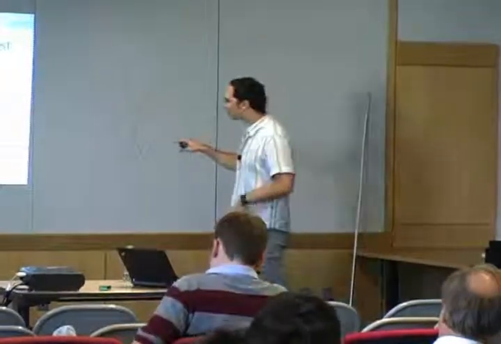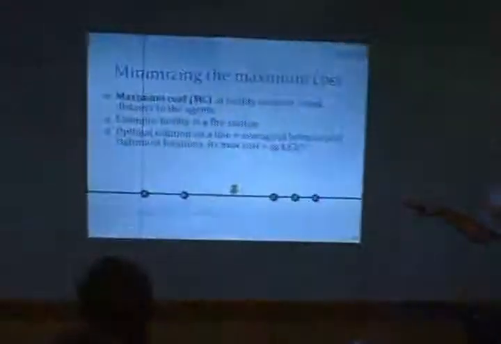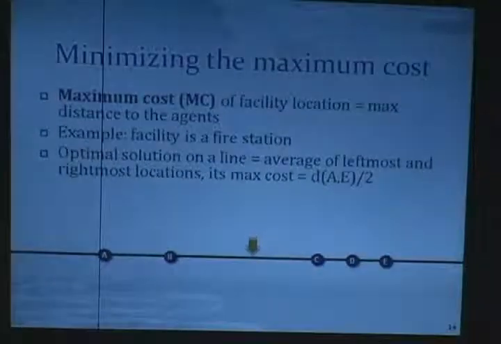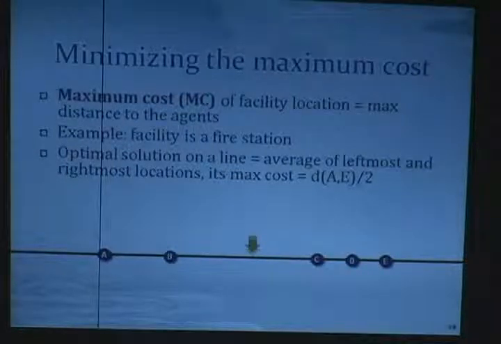So let's return to this simple setting where we have a line. And I want to ask, what is the optimal solution on the line? What's the point that minimizes the maximum distance? For the social cost, we saw that the median is the optimal solution. If we're interested in the maximum cost, the optimal solution is the midpoint between the leftmost reported location and the rightmost reported location. Okay, why is that?